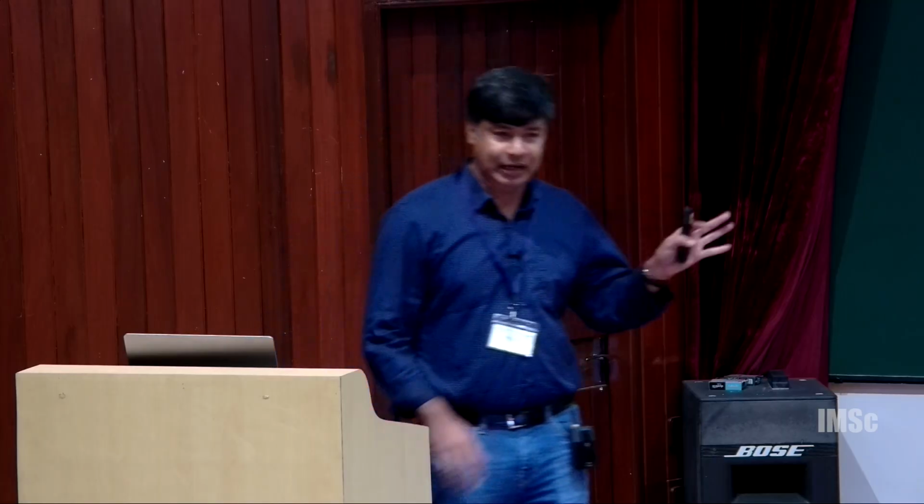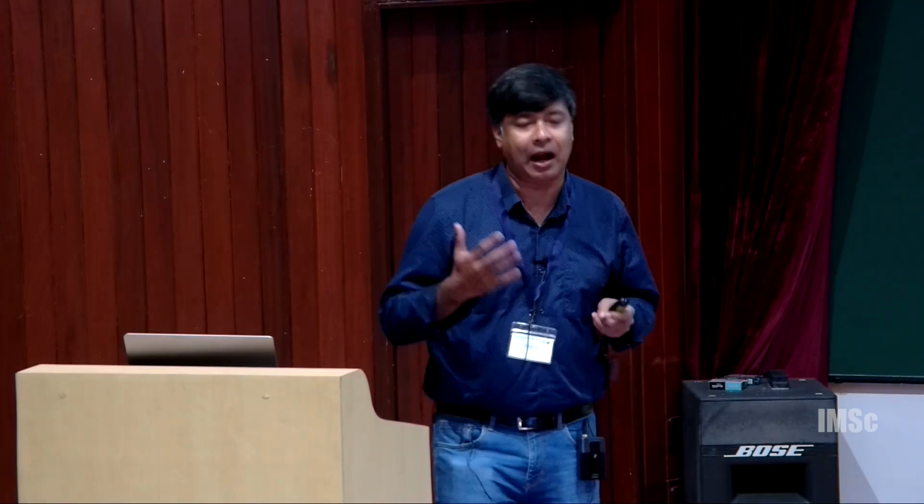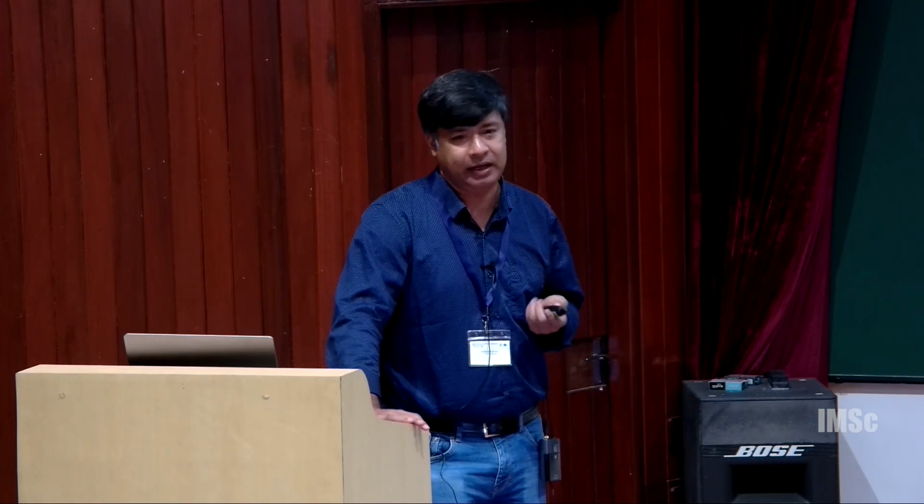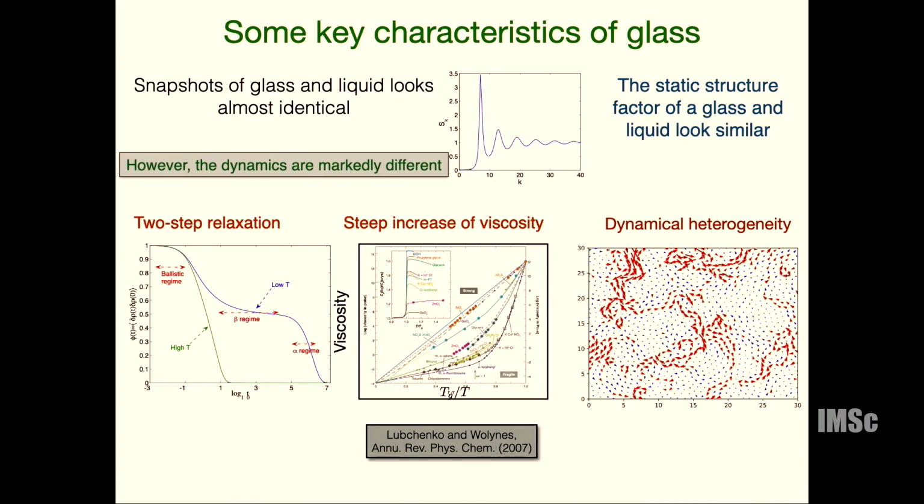If you take a snapshot of a glass and that of a liquid, it's very hard to distinguish between them. They are nearly the same. However, their dynamics are quite different. For example, the two-point density autocorrelation function for the liquid phase decays exponentially fast. However, as we approach the glass transition temperature, the relaxation becomes complex. It first decays towards a plateau, and then from the plateau, at very long times, towards zero.